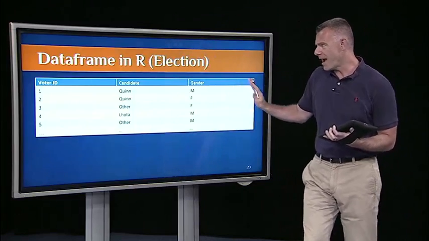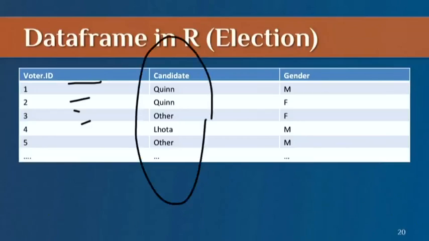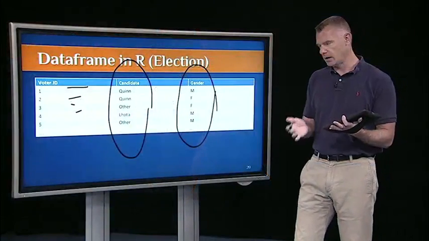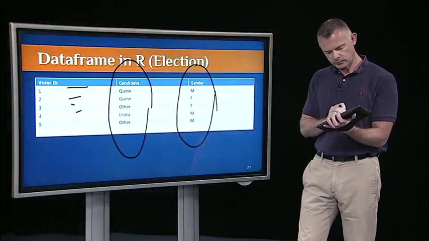I need to say a few words about how to set this up in R. We'll do this in the next lab, but you'll typically see a data frame that looks something like this, where again you have one person represented per row. We have voter ID number, just giving each person a number, 1, 2, 3, 4. They're each represented by row. And then in the second column, I put down what candidate they prefer: Quinn, LODA, or other. I also put in gender, because in the next segment we're going to use gender to see if there's a relationship between the gender of the voter and their choice.